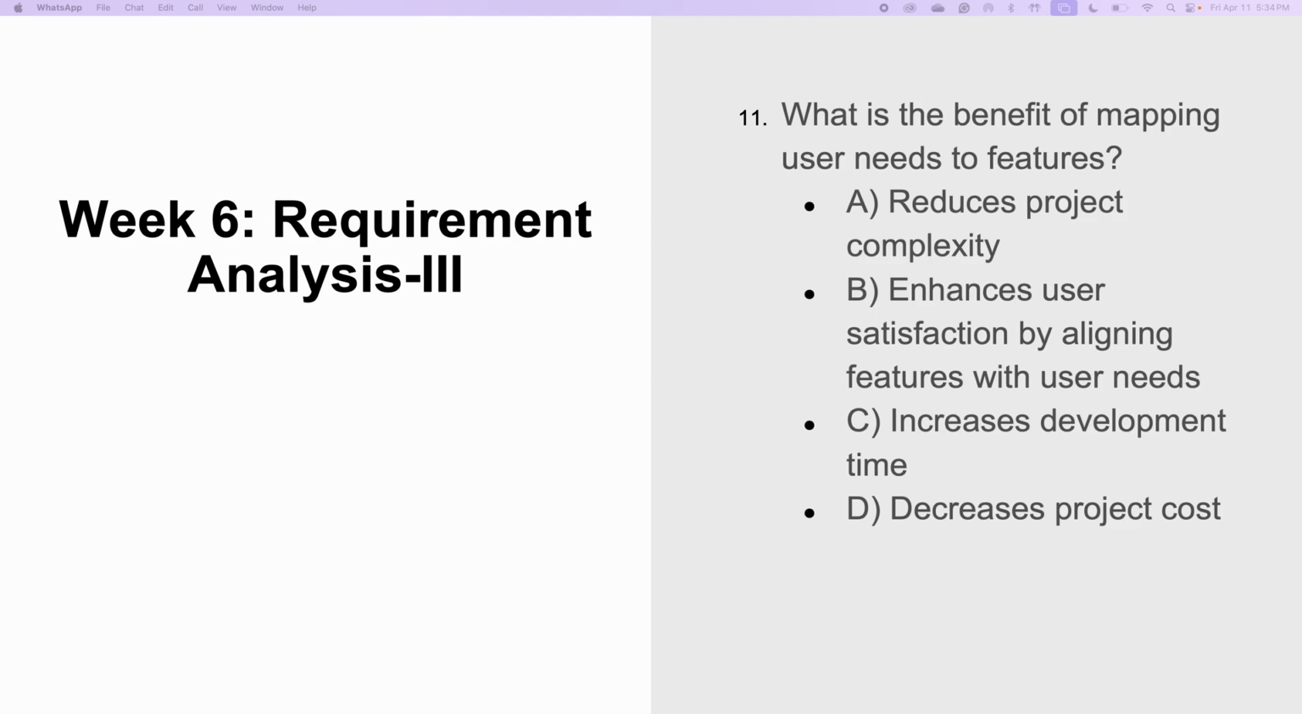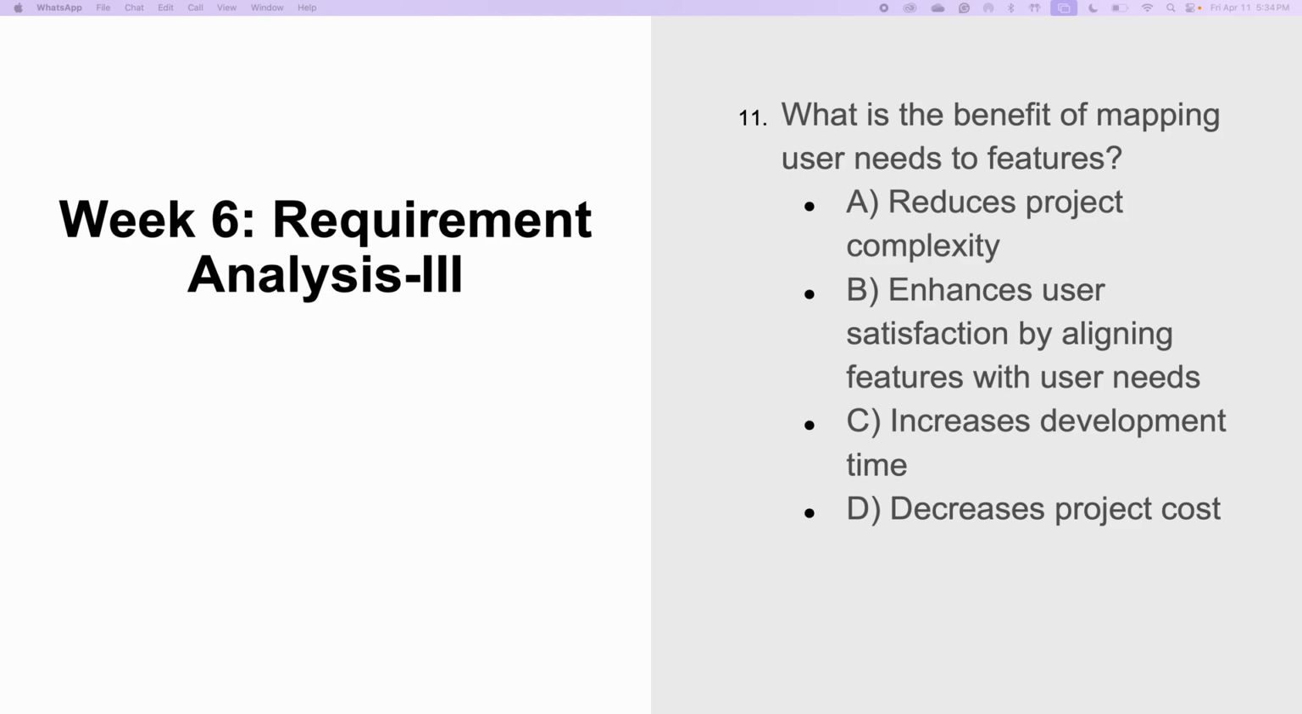Okay, so the correct answer for this question is option B, enhance user satisfaction by aligning features with user needs. So why B is the correct one? Because mapping user needs to features is like creating a perfect recipe for user satisfaction. By aligning what you build with what users need, you ensure that the product is not just functional but also delightful and relevant. A masterpiece that leaves users wanting more.